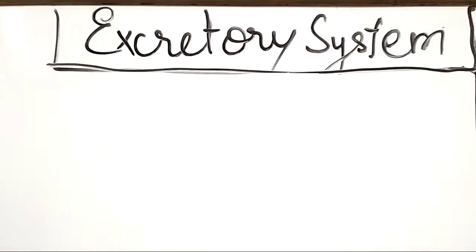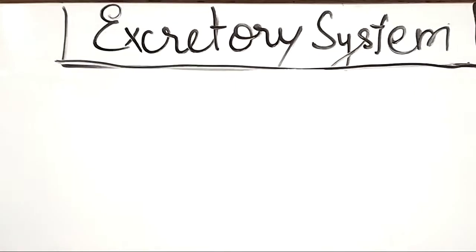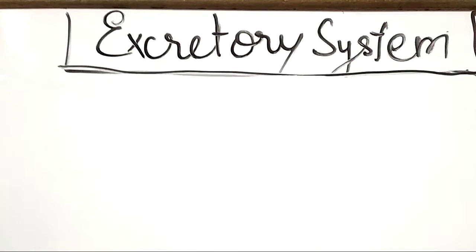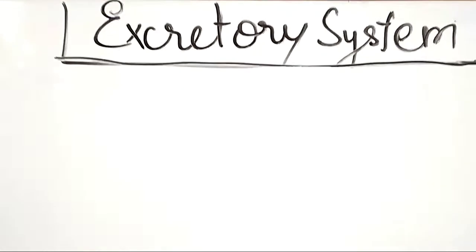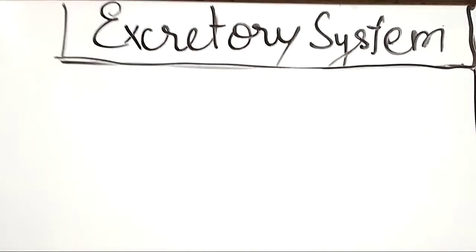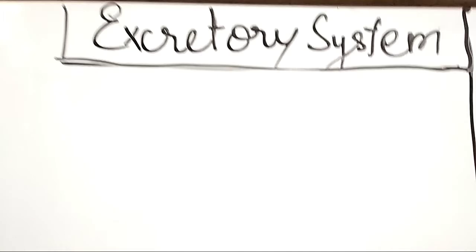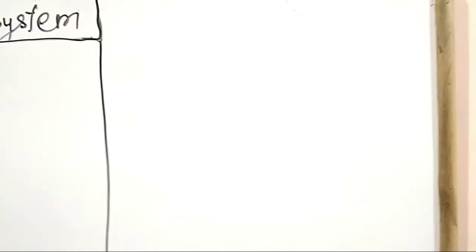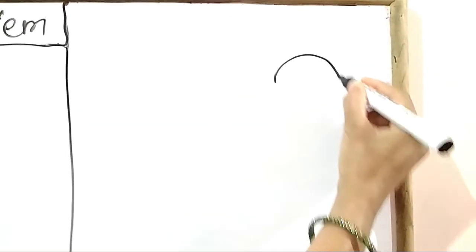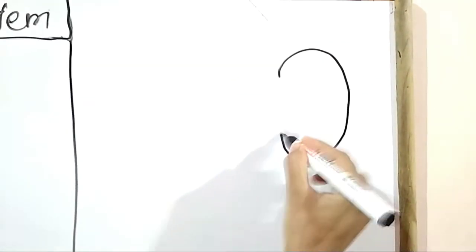So as we know, the human urinary system is the main excretory system of the human body. First, we will see the diagram of the human urinary system.